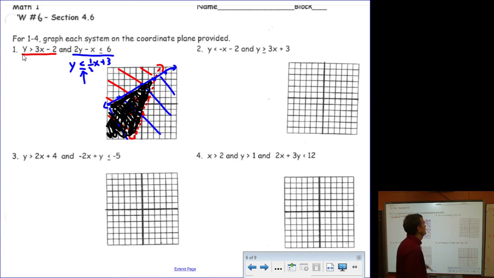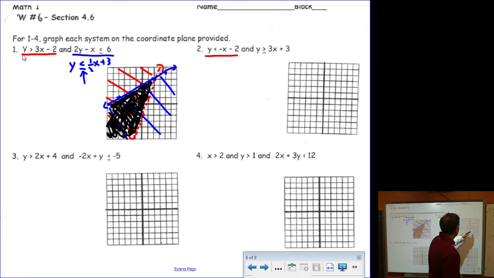Number 2. The first equation is already in slope-intercept form, so I'm going to go ahead and put a dot at the y-intercept, -2. It's got a slope of down 1, right 1, or up and to the left. This one is a dashed line because it does not have an or equal to. And of course I made it a solid line. Let's try it again. And it is less than, so it's going to be shaded below the line.